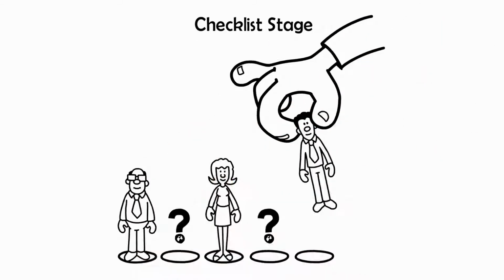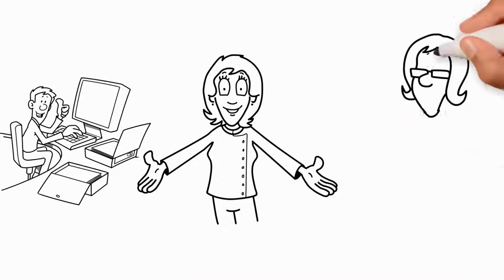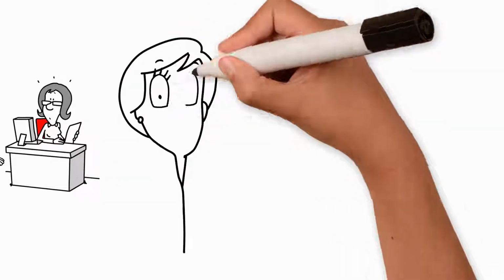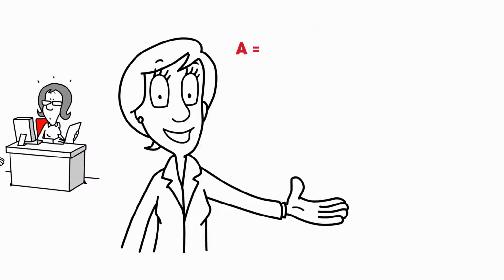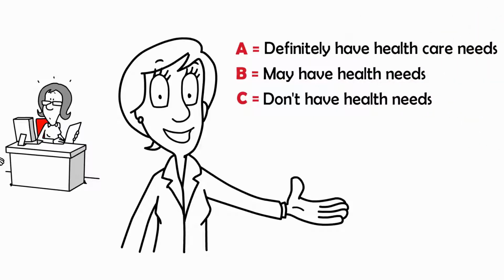The checklist stage is a low-level filtering process that can be carried out by any health or social care professional, such as a GP, district nurse or social worker. It looks at your needs in each of the care domains and scores them into one of three levels. A means you definitely have healthcare needs in this domain. B, you may have healthcare needs, but it is not absolutely clear. And C, you don't have healthcare needs in this domain.